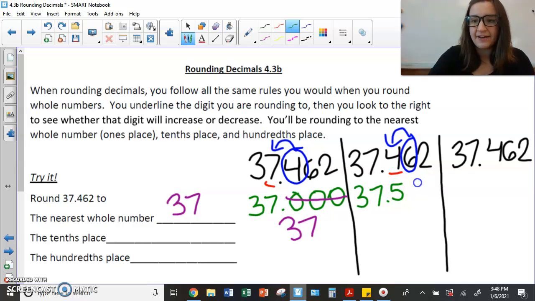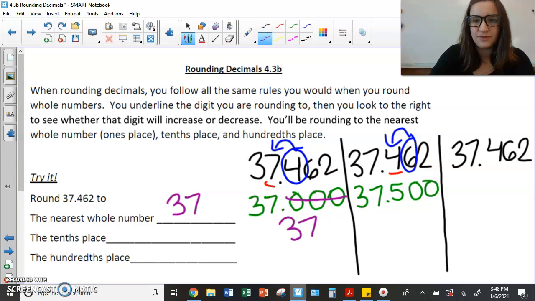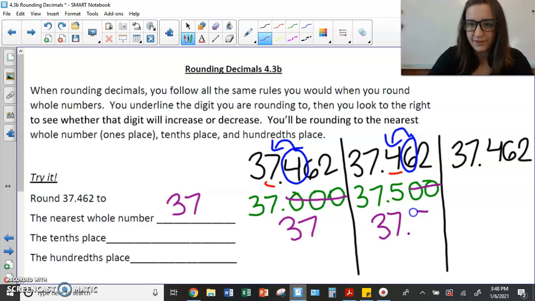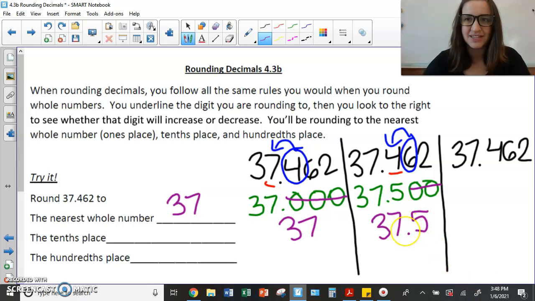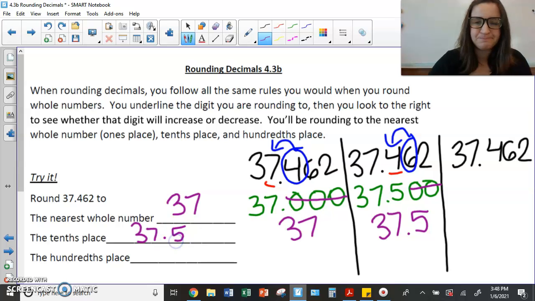And so then everything after would turn to zeros, like when we follow our rules for rounding whole numbers, but we know that in simplest form, you don't need the extra zeros at the end. So this would be 37.5, which is the same thing as 37 and, because that decimal means and, 37 and 5/10. So that is what this number would be rounded to the tenths place.